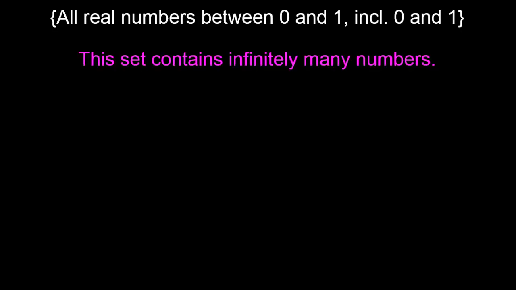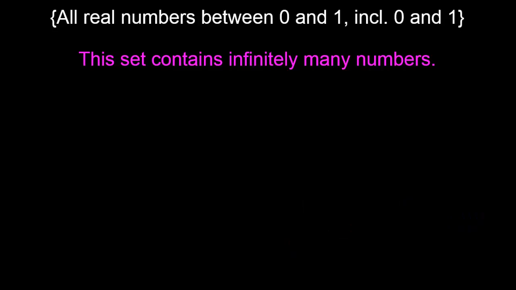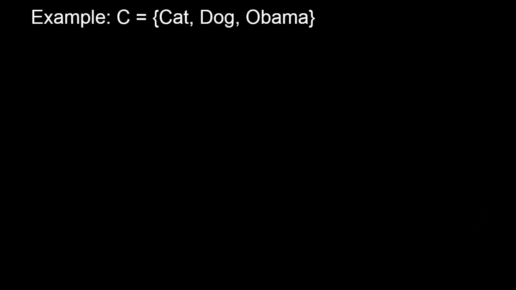Let's consider, for example, the set which contains all real numbers between 0 and 1, including 0 and 1. Notice that this set contains infinitely many numbers. It contains 0, 1, 0.61, square root 2 over 2, pi over 4, and infinitely many other numbers. Contrast this to the finite set that we've seen previously.